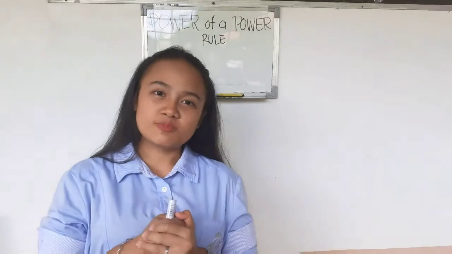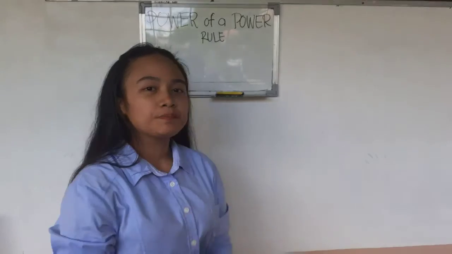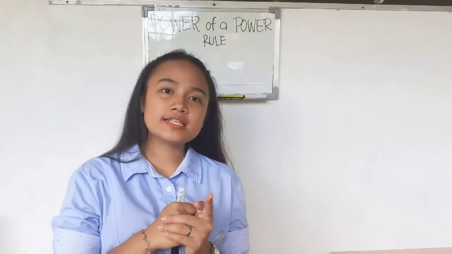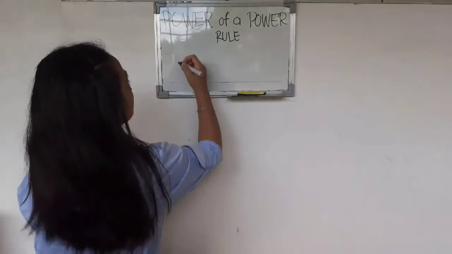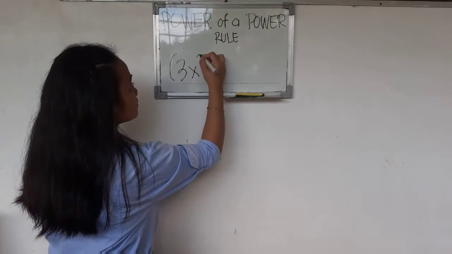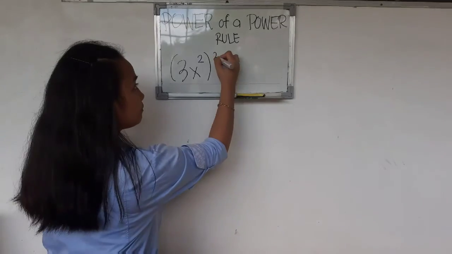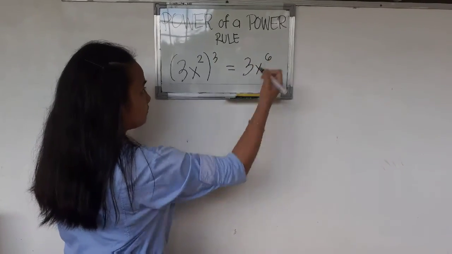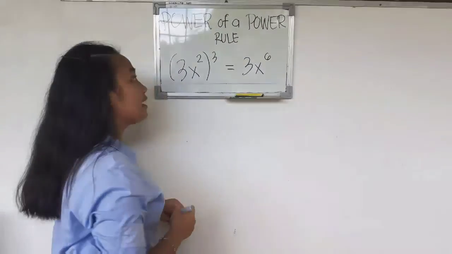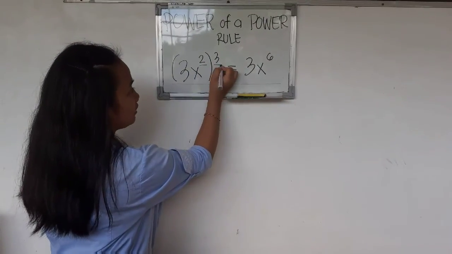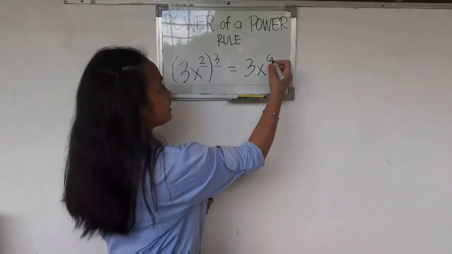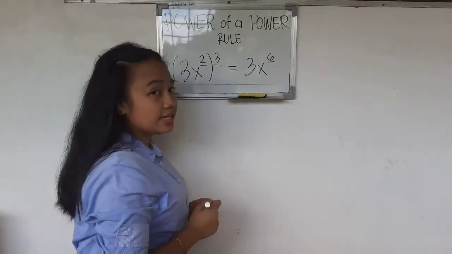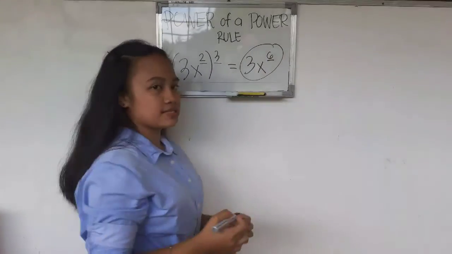For the third rule of exponents, the power of a power rule, all you need to do is simply multiply the powers, or the so-called exponents. For example, the quantity 3x squared raised to the power of 3 will give you the answer of 3x raised to the power of 6. As you can see, we simply multiply the exponents 2 and 3, and it will give you 6. So the answer for this given example is 3x raised to the power of 6.